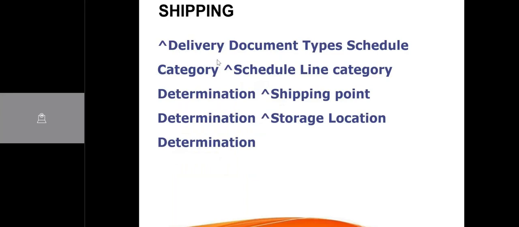And we have to know some part of the delivery process. Delivery process is part of logistics, but we have to know some basics, like the concept of shipping point determination, the place from where the product will be dispatched. That is called shipping point. A shipping point is like a transportation area, a railway station. Storage location means the place where we keep the stock physically. That is called storage location. The storage location means warehouse.